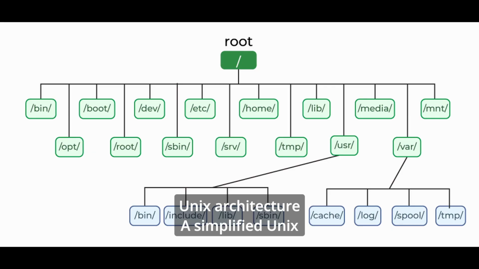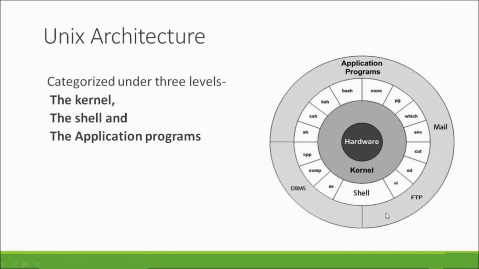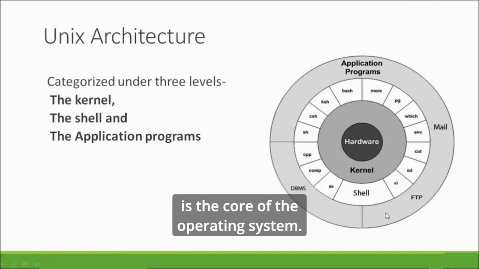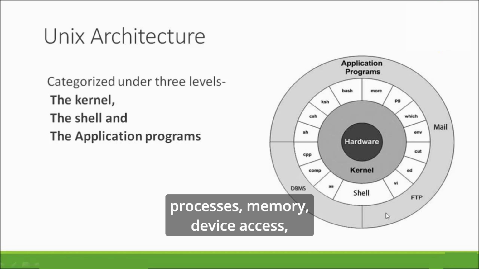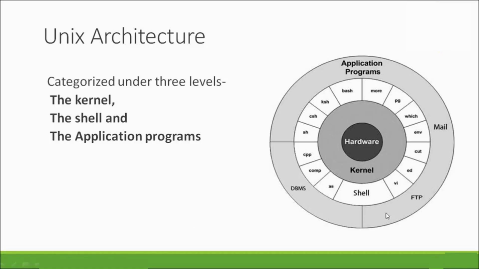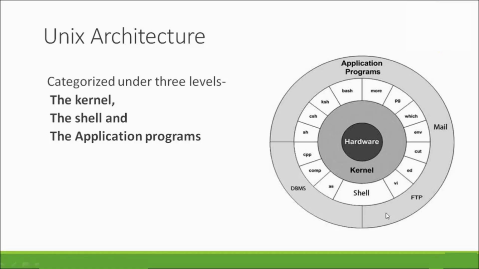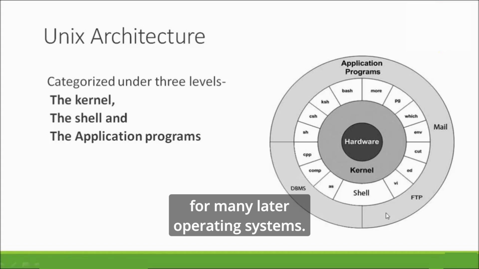4. Unix architecture. A simplified Unix architecture looks like this: user programs, shell, Unix kernel, hardware. The kernel is the core of the operating system. The Unix kernel manages CPU scheduling, processes, memory, device access, networking, file systems. Applications communicate with hardware through the kernel. This design became the foundation for many later operating systems.